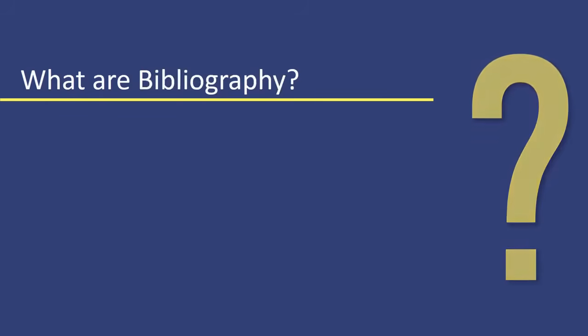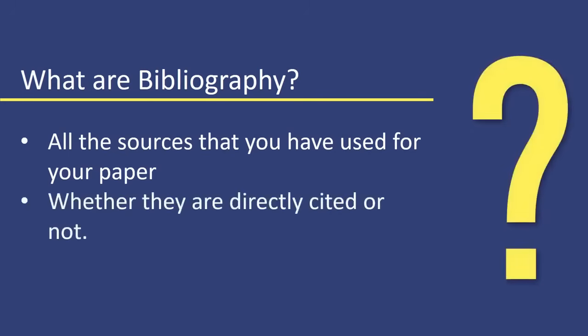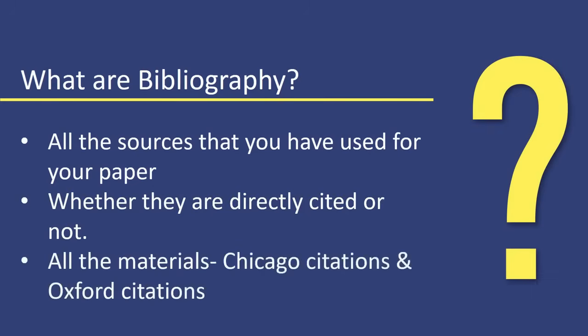What is a bibliography? Bibliographies contain all the sources that you have used for your paper, whether they are directly cited or not. In a bibliography, you should include all of the materials you consulted in preparing your paper. Chicago citation and Oxford citation are two citation styles that use bibliographies.